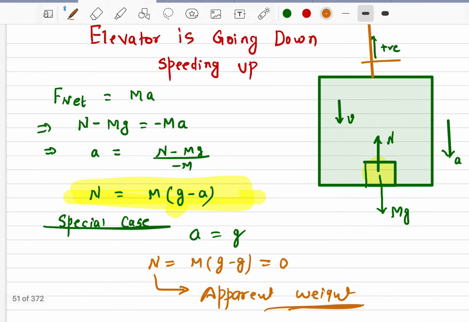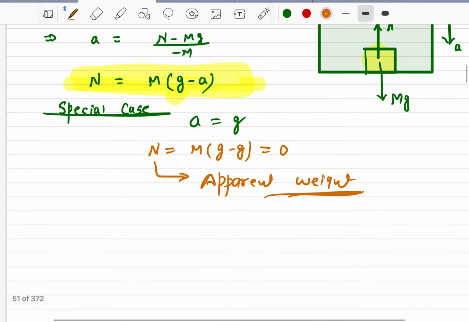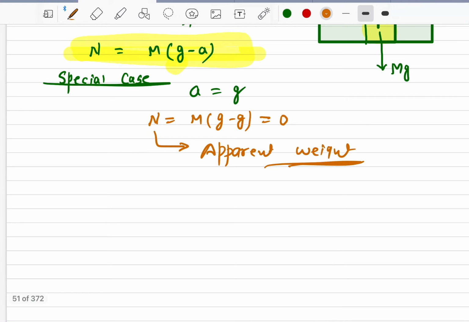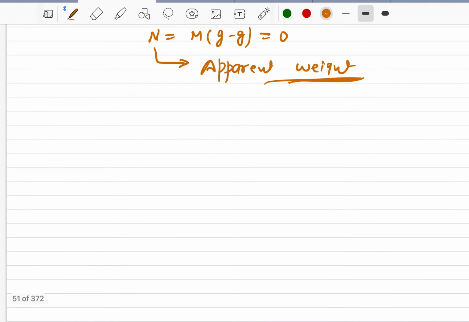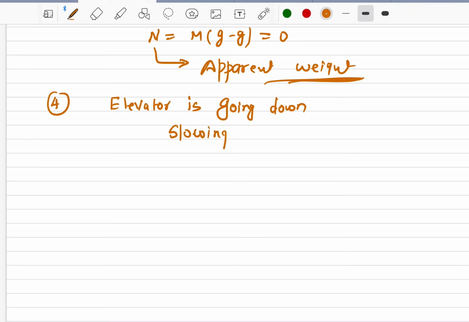All right, now we have one more condition. The elevator is going down but slowing down. Let's write down that condition too, number 4. Elevator is going down but slowing down. So let's write down all this condition, or the free body diagram.